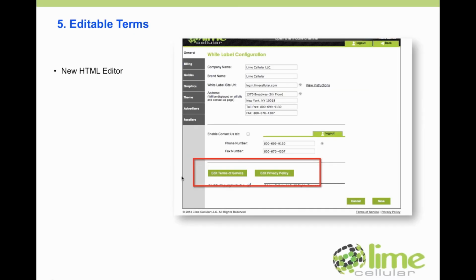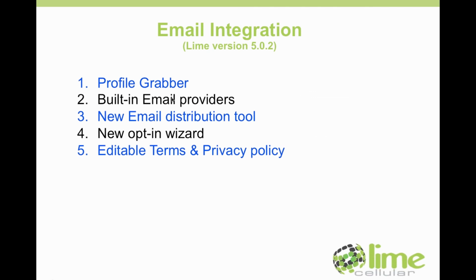That's about it. That's what I wanted to share with you today. And what we saw today is the profile grabber, which allows you to capture information via text and via web, and send it to your email provider. We have the screen with built-in email providers, and all the information is passed there. We have a new email distribution tool that's already applied to your dashboard, and we have the new opt-in wizard that makes it a lot easier and makes it customizable to have opt-in pages, which is really important to a lot of people. And we have the editable terms of service and privacy policy.